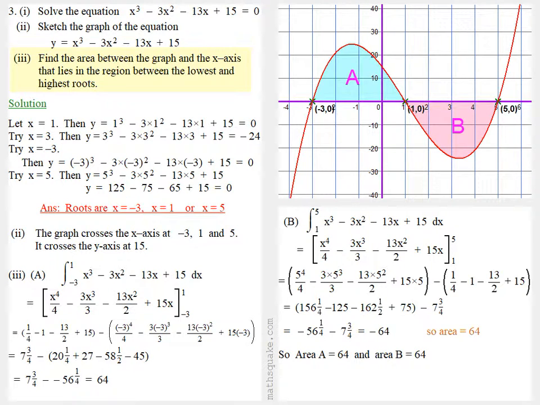So area A is 64 and area B is also 64. So that gives us a total area of 128.